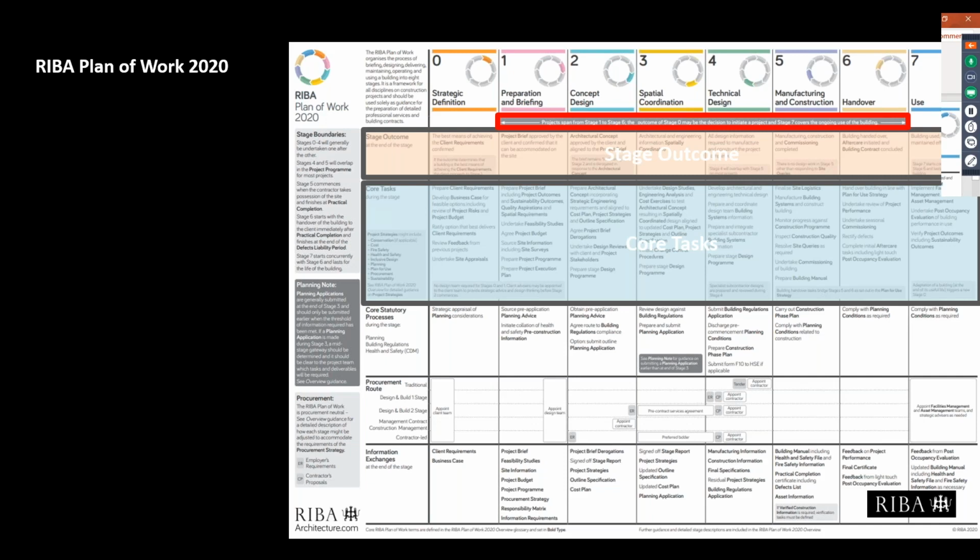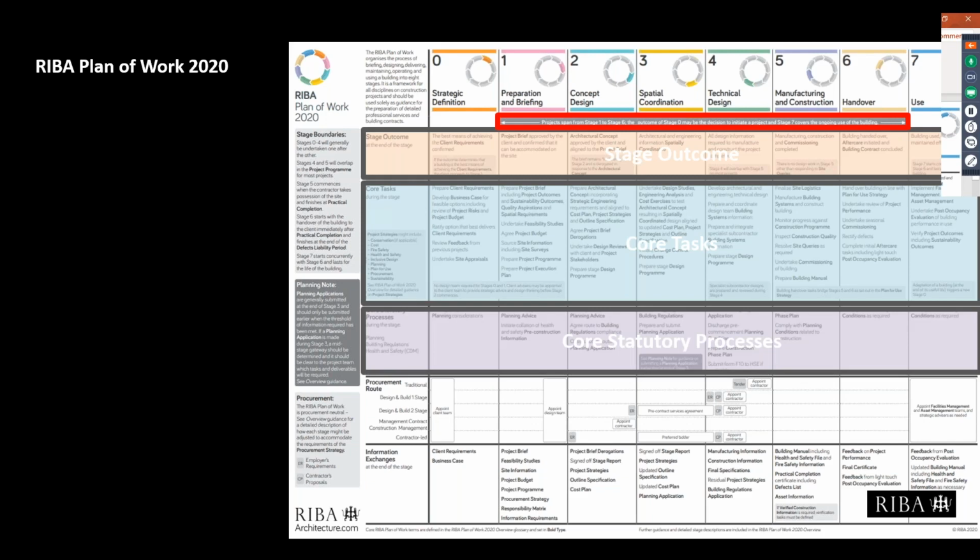As I've already mentioned, the core statutory processes bar has been added to really bring some clarity to what sort of tasks should be done at each stage in relation to planning and also in relation to the building regulations. And then, of course, we have a procurement bar that looks at when you might issue your employer's requirements documents, and broadly when the contractor's proposals or tender information or the appointment of the contractor might occur in relation to each common procurement route.